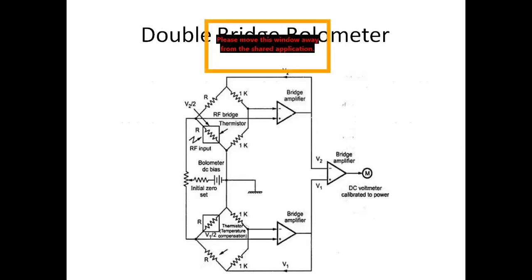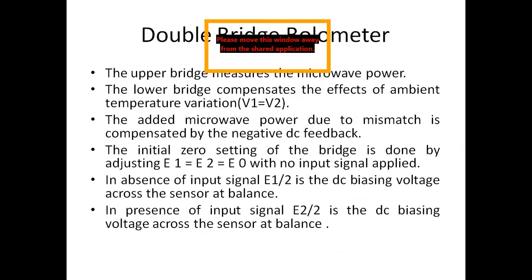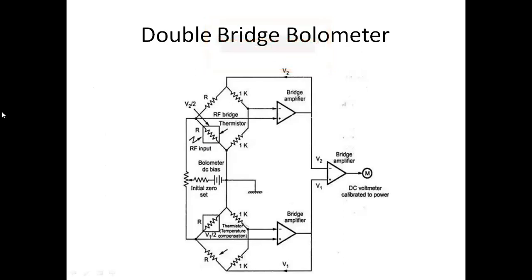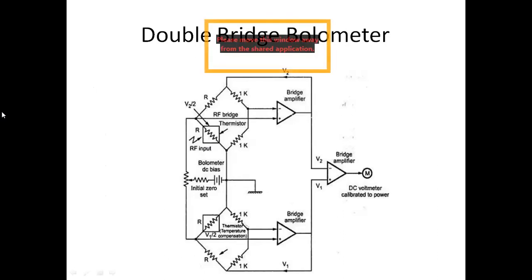In the dual bridge bolometer, as you can see in this circuit, the top portion of the bridge measures the input microwave power, and the bottom portion, that is the second bolometer bridge circuit, is used to adjust for the effects caused by the ambient temperature. If there is any temperature variation inside the room where we are taking the measurements, using the second bridge we can cancel those effects of room temperature or ambient temperature.